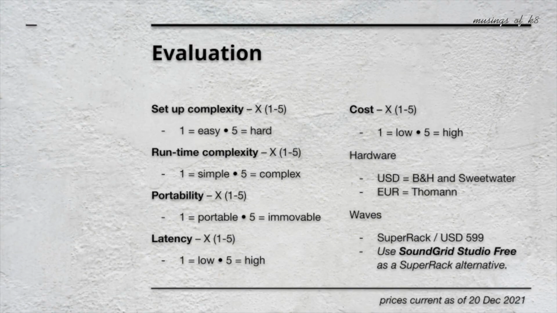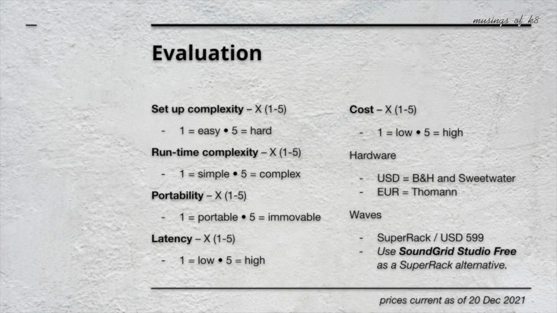I'll now go through a quick evaluation of all the options. I'll list some pros and cons and evaluate each configuration according to setup complexity, runtime complexity, portability, latency, and cost. All of the factors are rated on a scale from 1 to 5, and absolute numbers are listed for cost and latency. For cost, I'll include prices in the US from B&H and Sweetwater, and from Thomann in Europe.